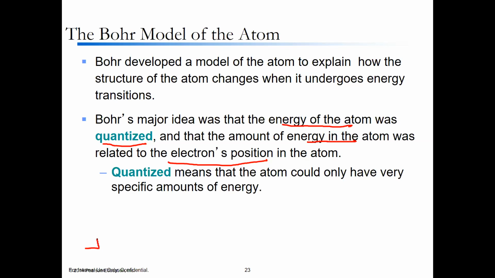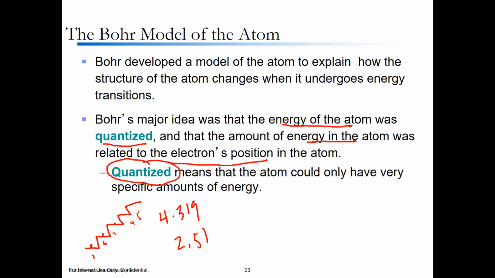Quantized means, let's go back to our staircase. Step 1, 2, 3, 4, 5. Where can my foot be? Step 1, step 2, step 3, step 4. Can my foot be at step 4.319? Or my foot could be at step 2.51? Yes or no? No. My foot could only be here, step 1, step 2, step 3. It can't be in between. And that's what quantized means. You could only be in specific spots. I cannot be halfway. I have to be here.